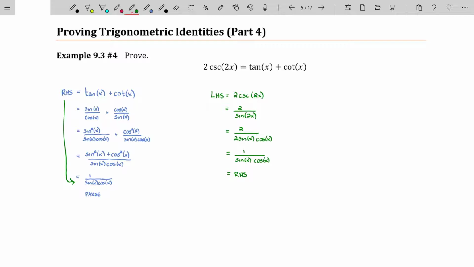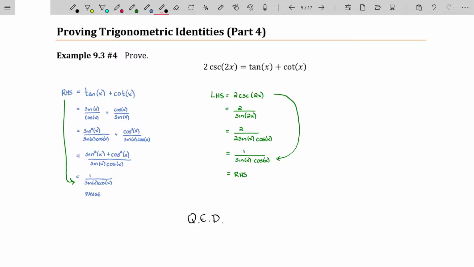So the left-hand side turned into 1 over the sine of x times the cosine of x. Sorry, I'm pointing with my finger, so I have to do this. The left-hand side turns into 1 over sine of x times cosine of x. So therefore, left-hand side equals right-hand side. We are done. That is the proof. QED. Notice that's a really good way to do that proof.